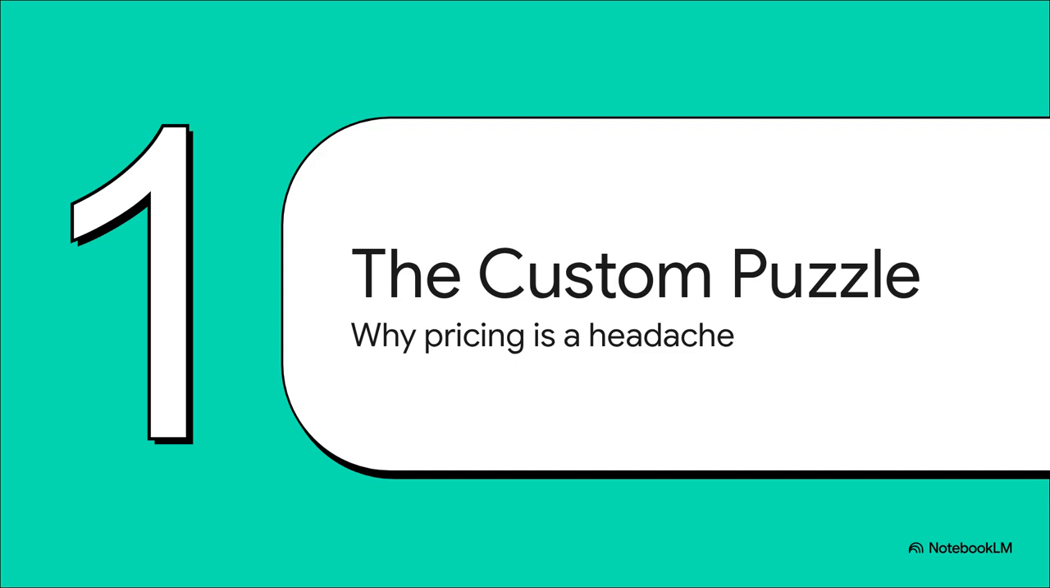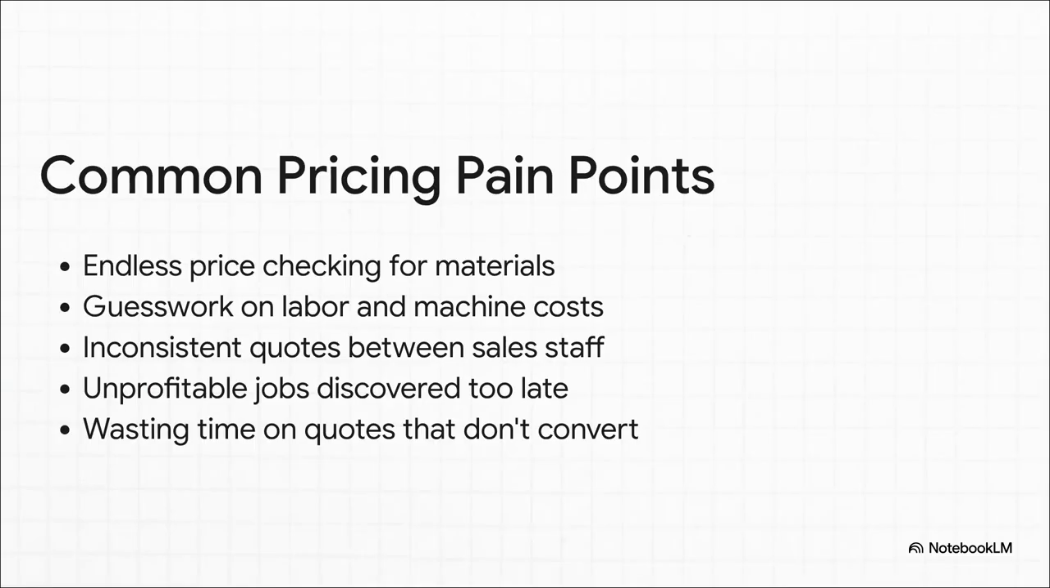The real challenge with custom manufacturing is that pretty much no two jobs are ever the same. The whole process is full of moving parts. Material costs change literally overnight. Every new job needs a different machine setup, and labor times, well, they can be all over the place. Trying to juggle all of that makes accurate pricing feel less like a science and more like a shot in the dark.